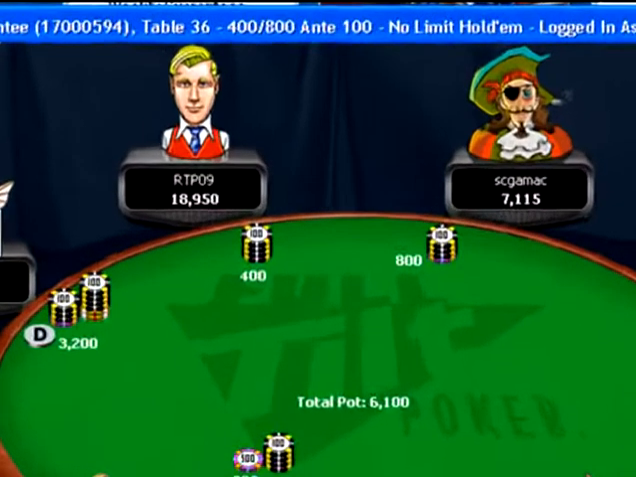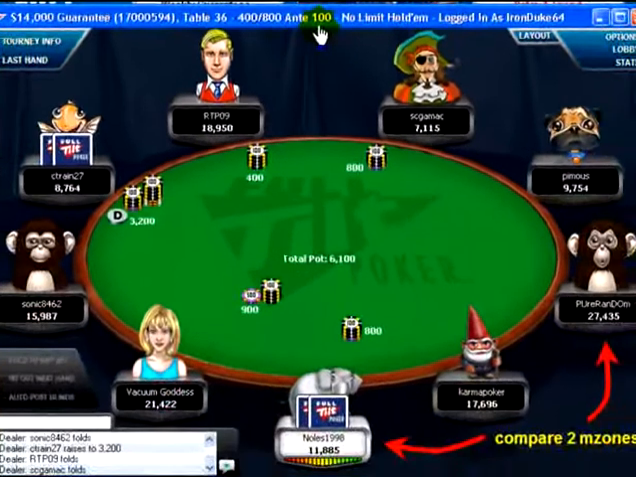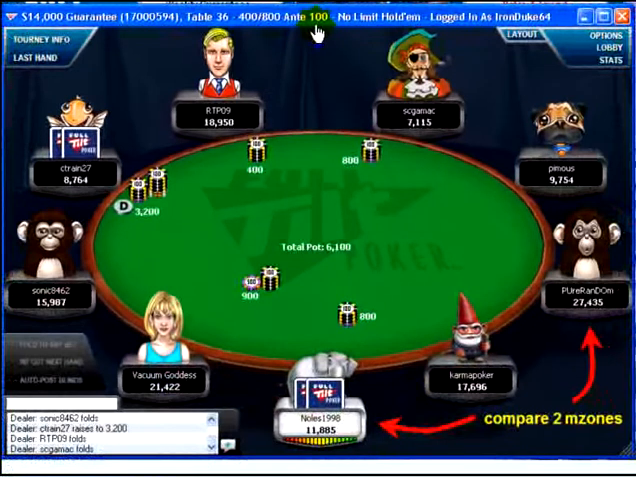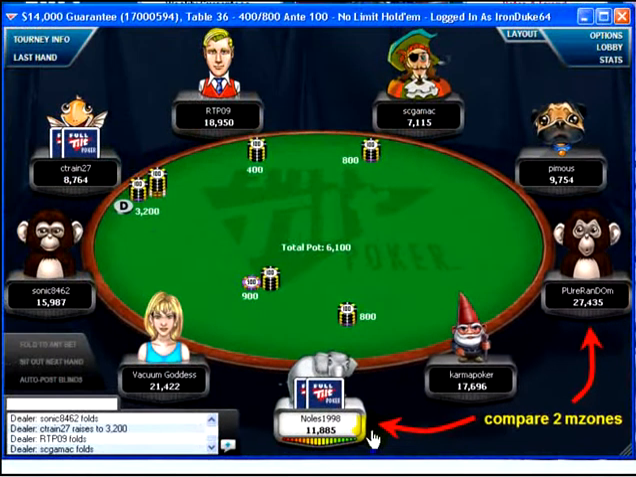In this Full Tilt tournament, there are 9 players at the table with the blinds at 400 and 800 and the ante at 100. I'm going to look at 2 stacks at the table so we can calculate the M and compare their M zones against each other. Knowles has 11,885 chips. We can do that one first.